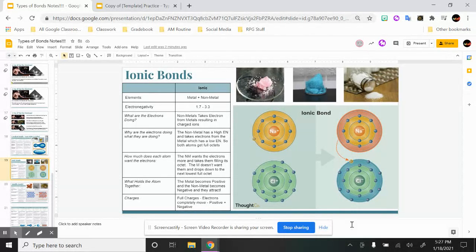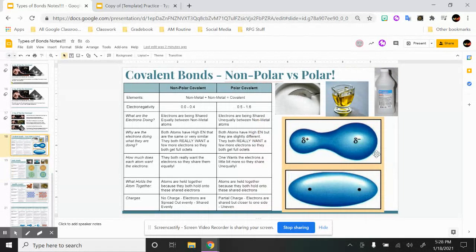Now, what holds these atoms together? When this nonmetal gains an electron, it gets a negative charge. And when this metal loses an electron, it gets a positive charge. So when there's a positive plus a negative, they attract and stick together like magnets. So those opposite charges attract, and that's what holds our atoms together. In a covalent bond, though, what's holding the atoms together is they're sharing their electrons. Neither of them wants to let go of those electrons, so they're stuck together.